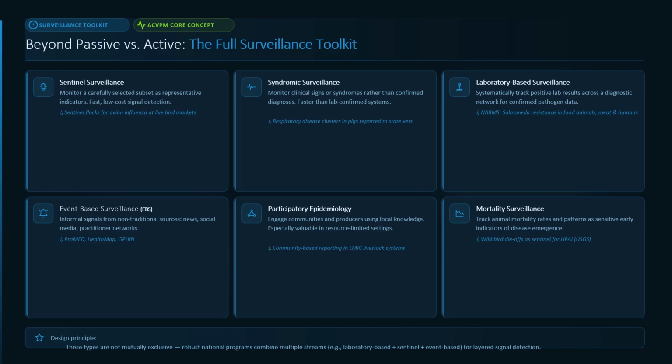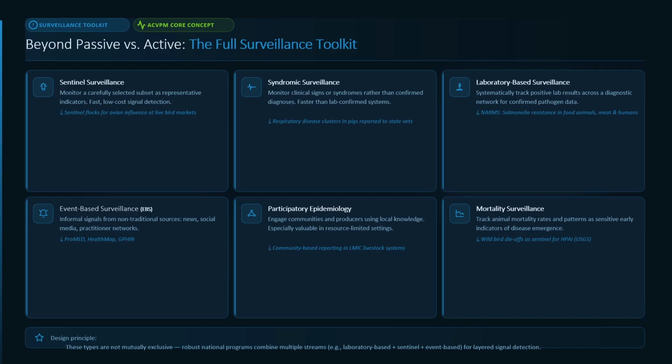Laboratory-based surveillance systematically tracks positive results across a diagnostic network, giving you confirmed pathogen data. NARMS is the marquee example, tracking salmonella resistance across food animals, retail meat, and humans straight from the lab bench.